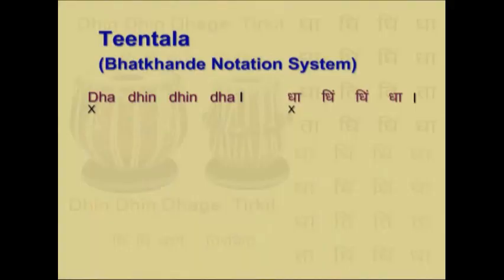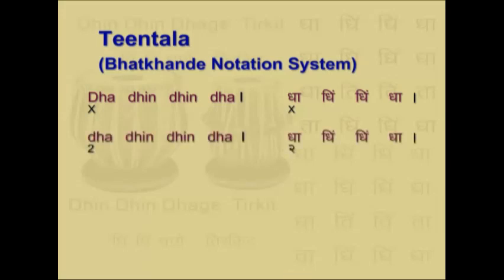So when you write teen tal in Bhatkande system, dha, dhin, dhin, dha will be the first line. There will be nothing under the varna. Being the first sum, you will be writing a multiplication sign below the first beat, dha. After writing dha, dhin, dhin, dha, you will be writing one danda, one straight line. That is khanda. Then in the second line again dha, dhin, dhin, dha.